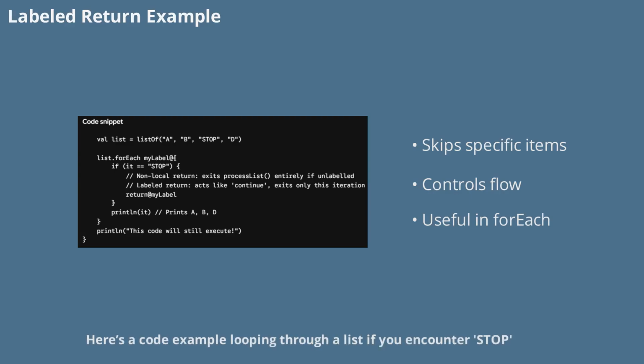Here's a code example, looping through a list. If you encounter "stop," a labeled return skips that item and continues processing the rest. This is especially useful in forEach and other higher-order functions, ensuring your code behaves as expected.